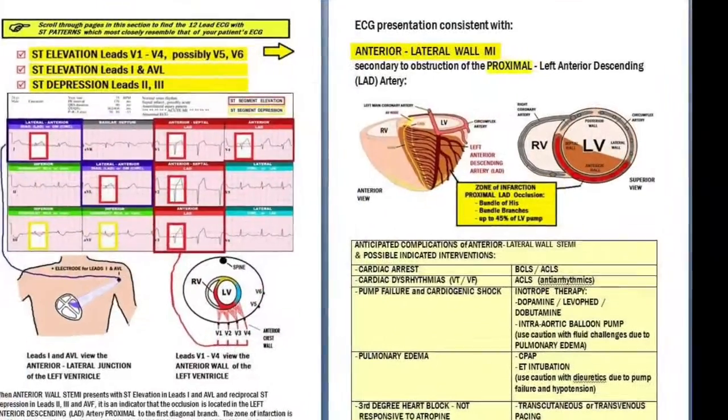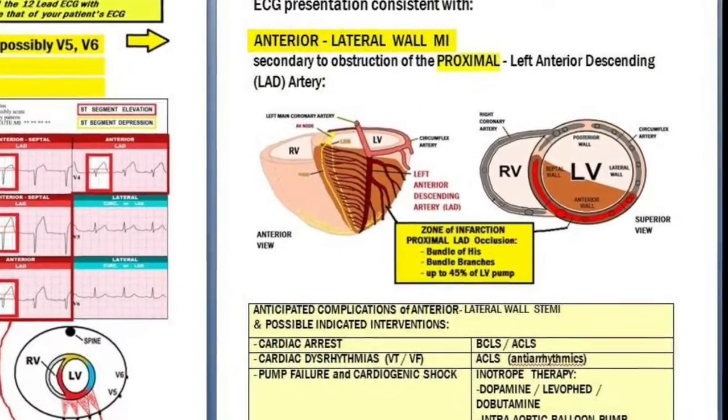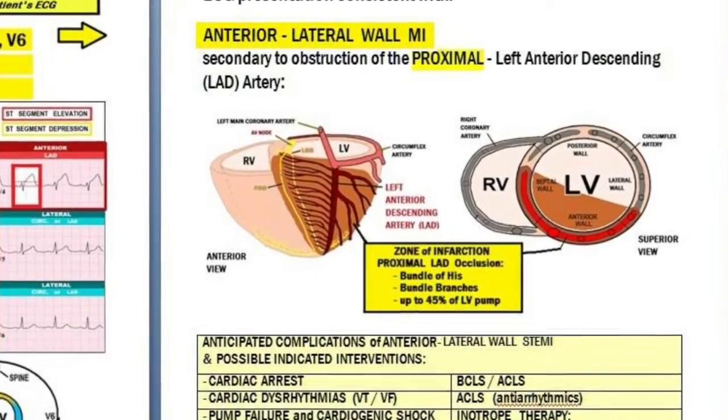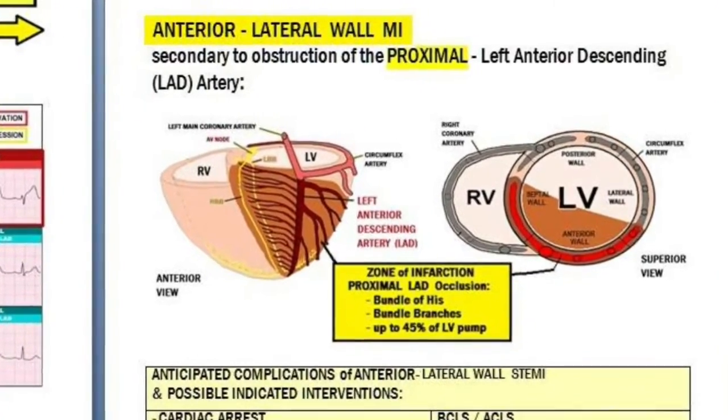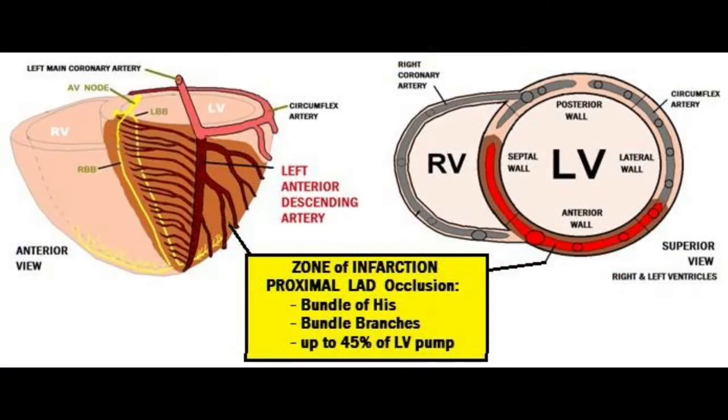The information presented tells us that this patient's ECG is consistent with that of anterior lateral wall STEMI caused by an obstruction of the proximal aspect of the left anterior descending artery. Our diagram of the ventricles illustrates the anatomical region and structures of the heart that are no longer perfused with oxygenated blood and will most likely begin to fail.